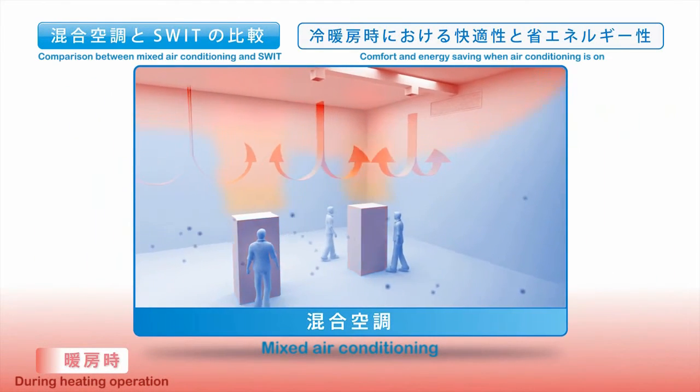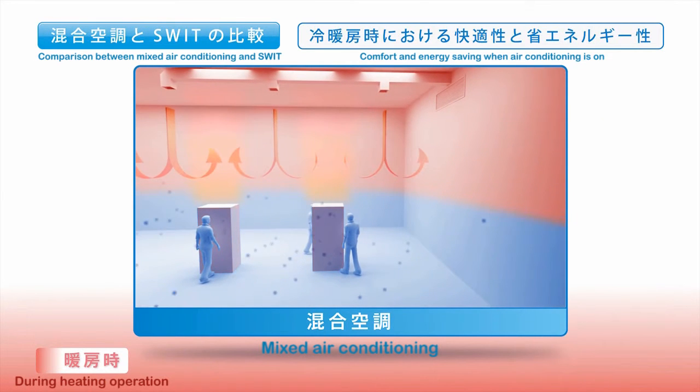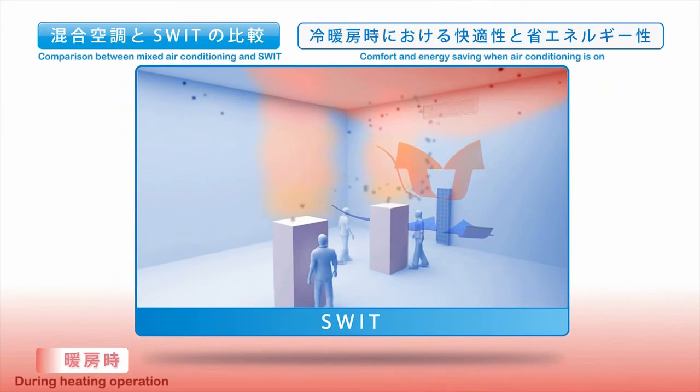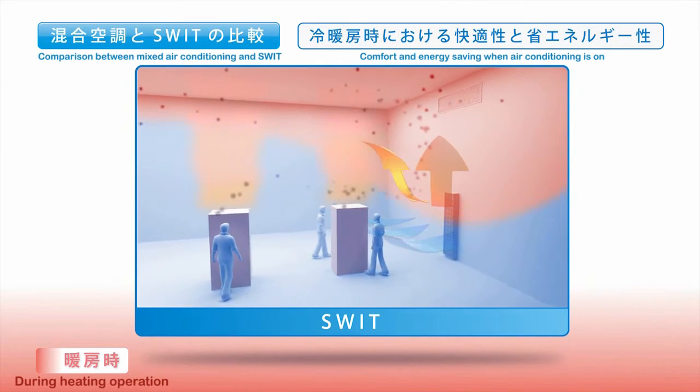During heating, cold air and pollutants stay in the living area as it is difficult for the warm air supplied to reach the lower levels. Meanwhile, Swit prevents the cool air and pollutants from remaining by carrying them with the surrounding air up to the higher levels.